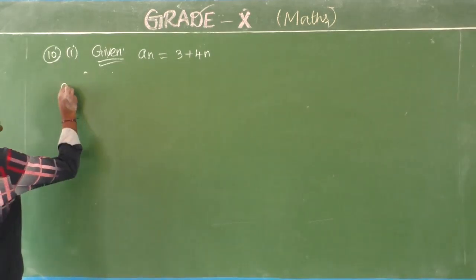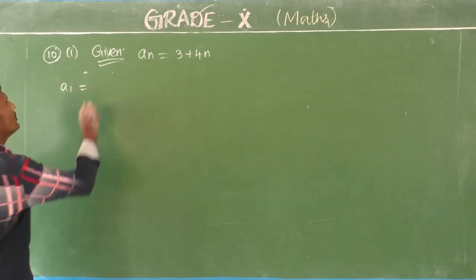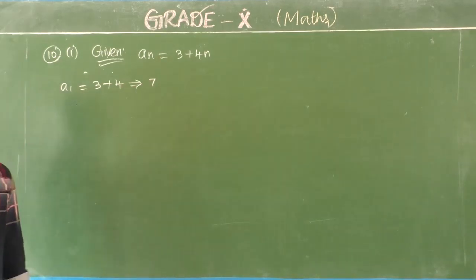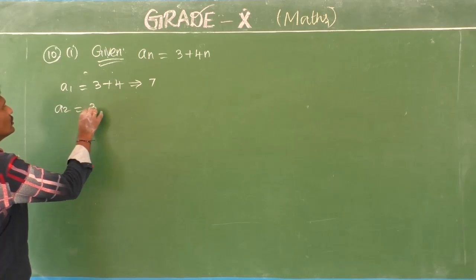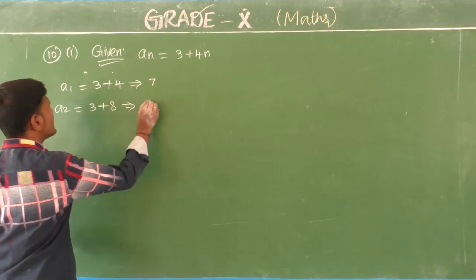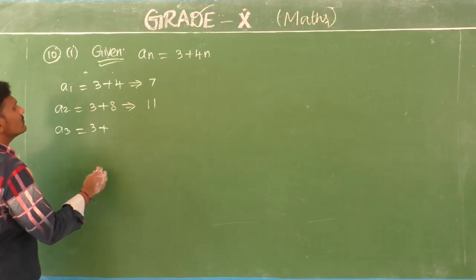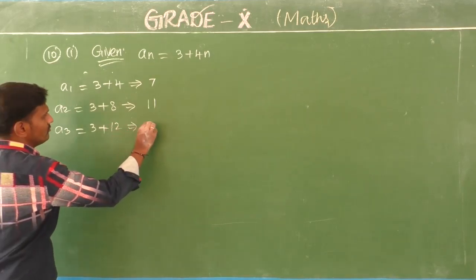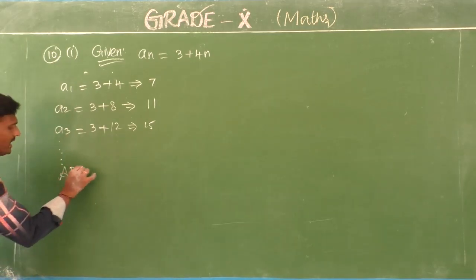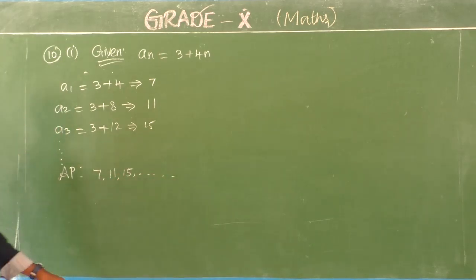Now I substitute n equal to 1 to get the first term. A1 equals 3 plus 4 into 1, 4, so that is 7. Then A2 equals 3 plus 4 into 2, 8, so 3 plus 8 is 11. The third term A3 equals 3 plus 4 into 3, 12, that is 15, and so on. So the required AP is 7, 11, 15, and so on.